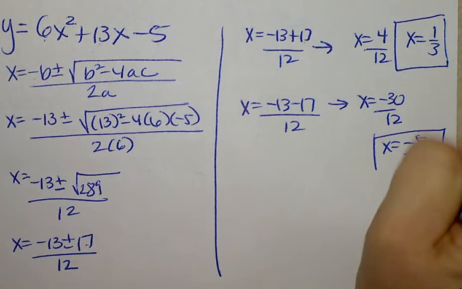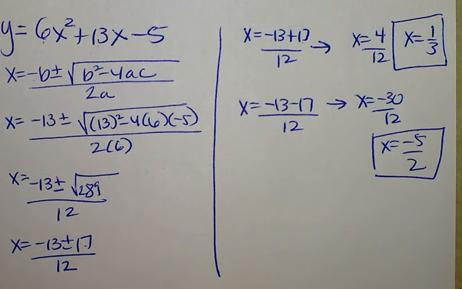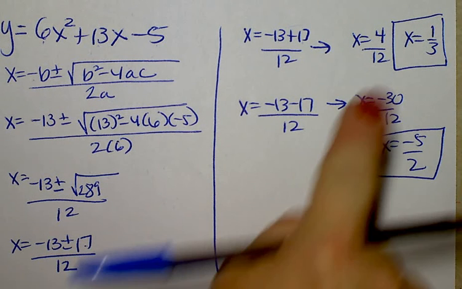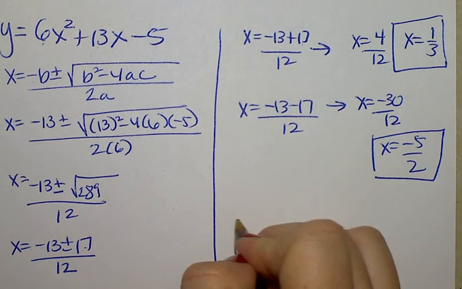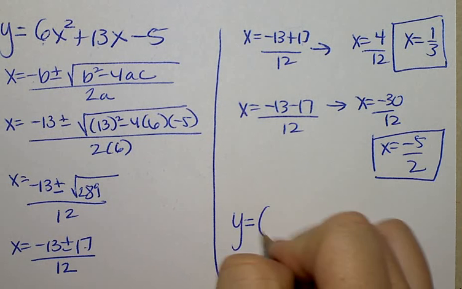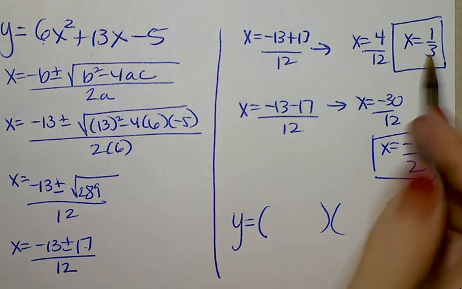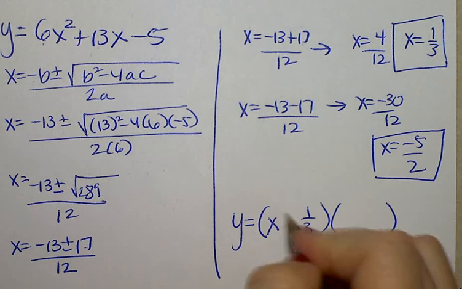But remember, this problem had two tasks. One was to identify the answers, and what was the other task? Write it in factored form. Here's how you write it in factored form. Y equals, leave the symbol, don't put anything in, and leave the symbol.